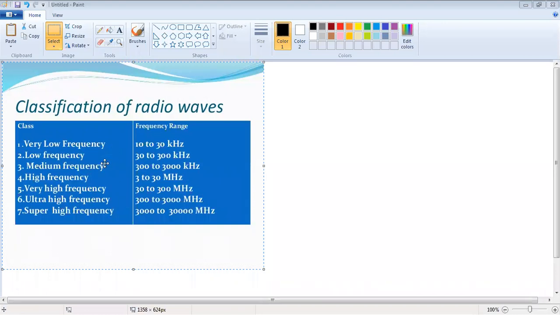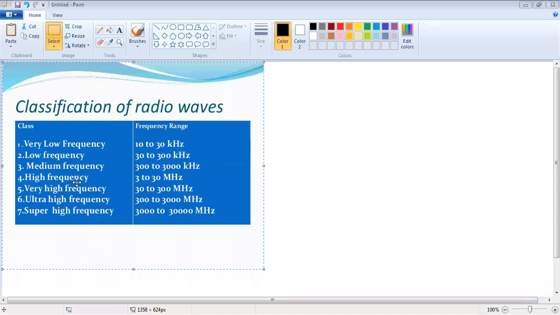So what is the very low frequency? It lies between 10 to 30 kilohertz. And low frequency is 30 to 300 kilohertz. After that, medium frequency, this is 300 to 3000 kilohertz.